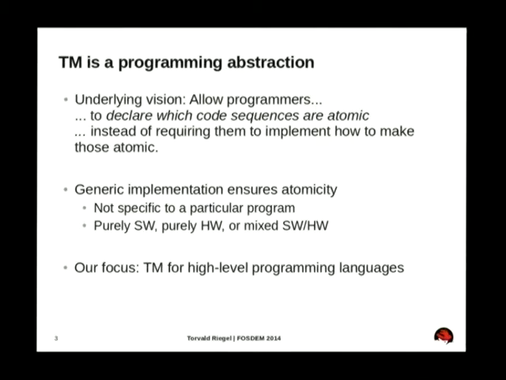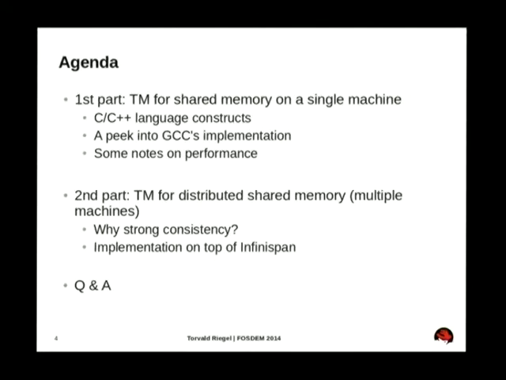This is not specific to a particular program, but generic. It can be purely software, it can be new hardware, it can be a mix of hardware and software. Our focus in this talk will be TM for high-level programming languages. We have a first part in which I will talk about TM for shared memory on a single machine. I'll give you an overview of the proposed C and C++ language constructs, a peek into GCC's implementation of that, and some comments on performance.